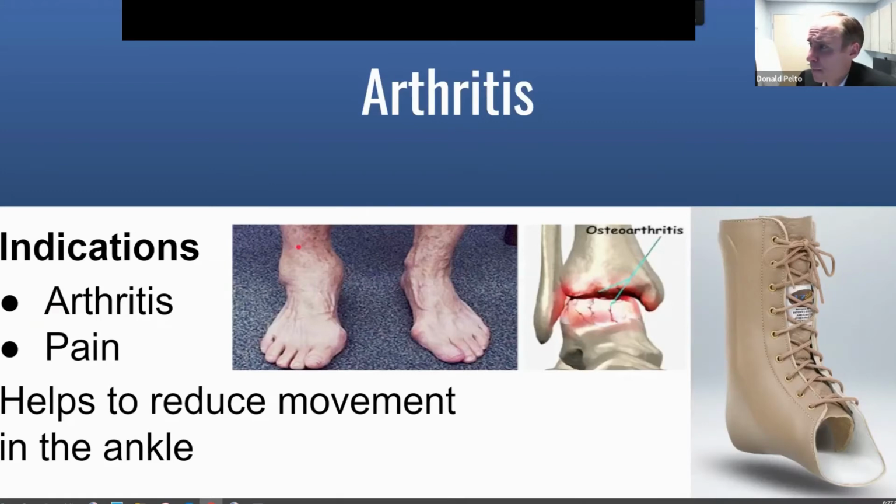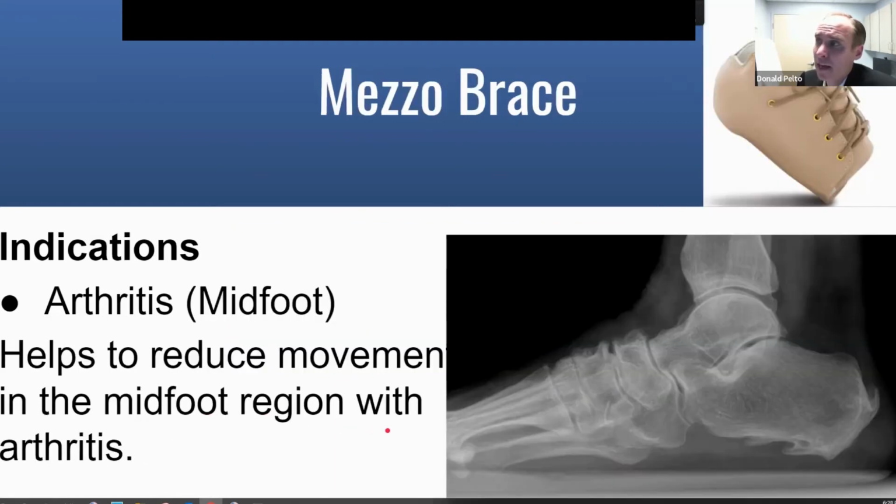Here's an example of one for ankle arthritis, like we showed in the picture. With a lot of swelling and a lot of pain in this one ankle, you could put them in this brace, and that would help to reduce the movement and many times help with the pain.